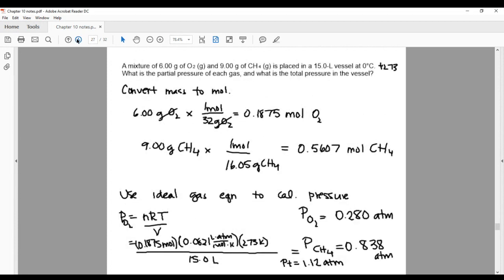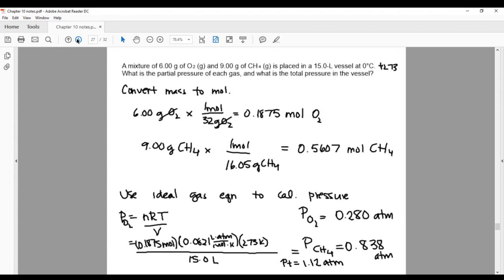So here is an example. A mixture of 6.00 grams of O2 and 9.00 grams of CH4 is placed into a 15.0 liter vessel at 0 degrees Celsius. What is the partial pressure of each gas? What is the total pressure in the vessel? So we've got to figure out our partial pressures and the total pressure.